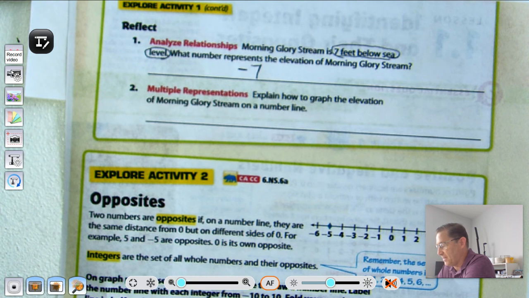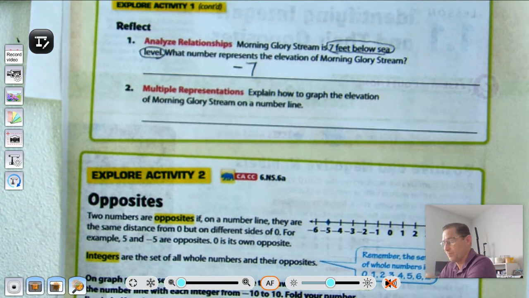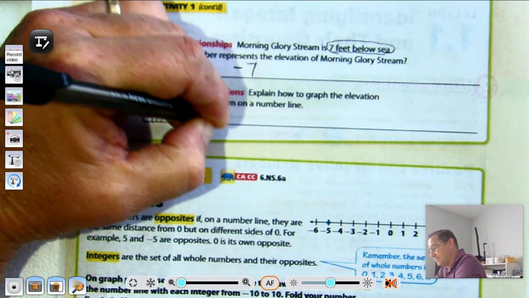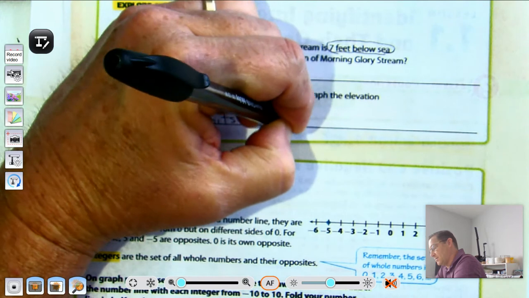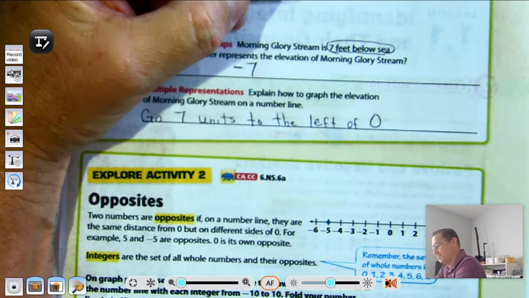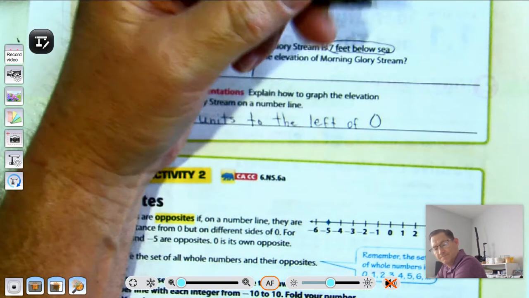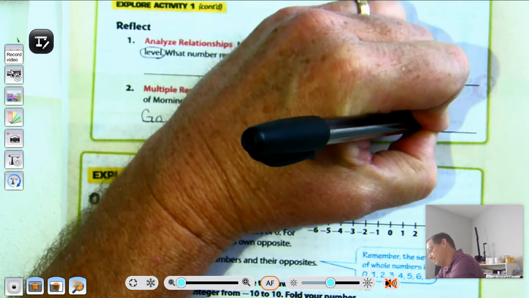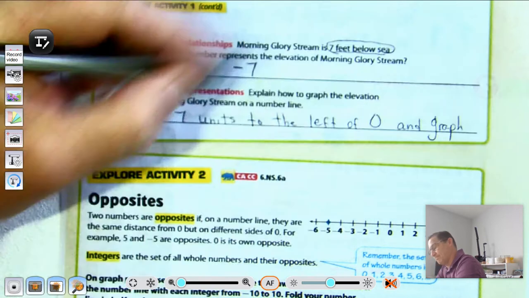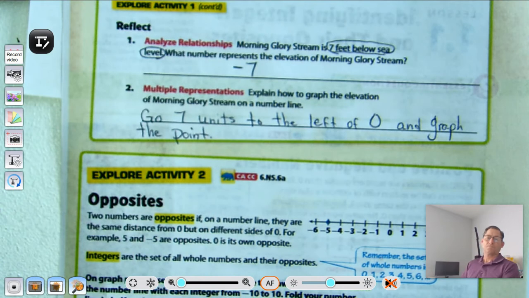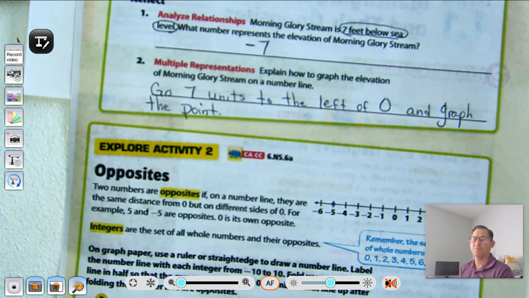Explain how to graph the elevation of Morning Glory Stream on a number line. Go 7 units to the left of 0 and graph. Okay, simply go 7 units to the left of 0. To the left is negative, and graph that point.